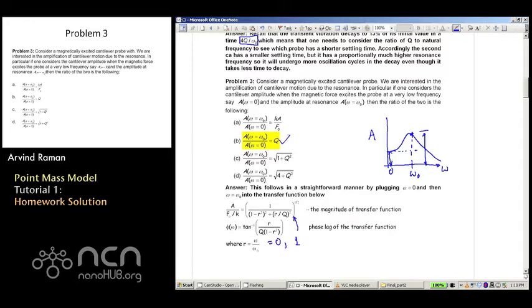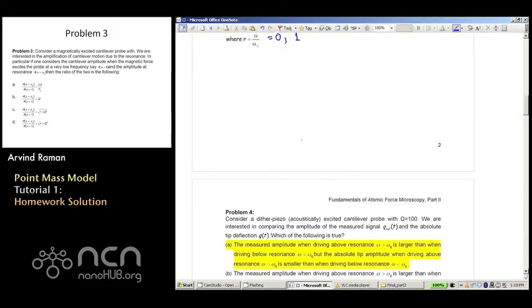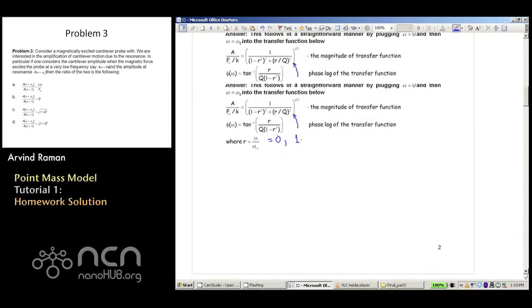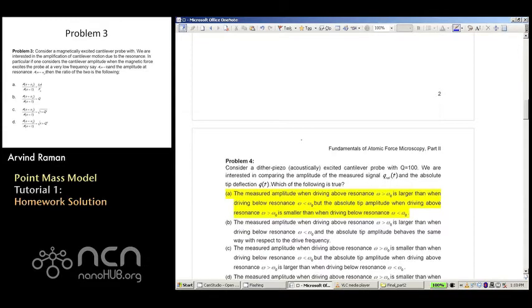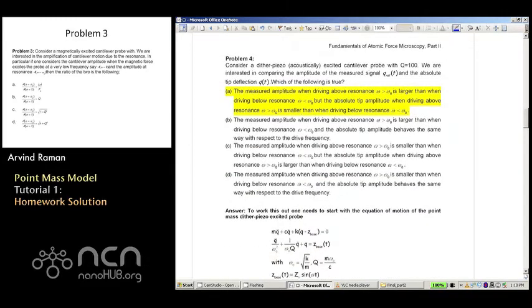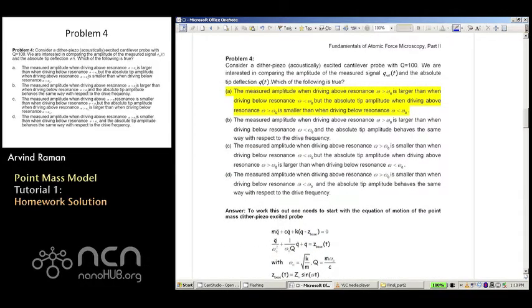So it's a very interesting way to interpret what the Q factor means. When you're oscillating magnetically, or directly exciting the cantilever, far below resonance versus at resonance, that ratio is basically Q. All right. So the answer is going to be B in this case. Let's go to problem 4.